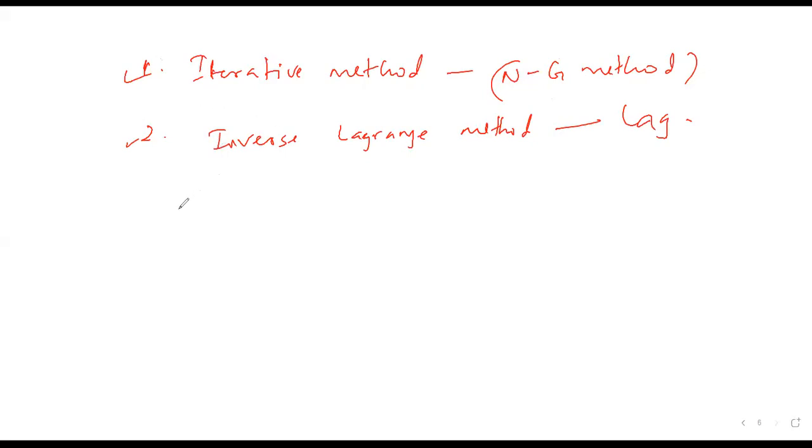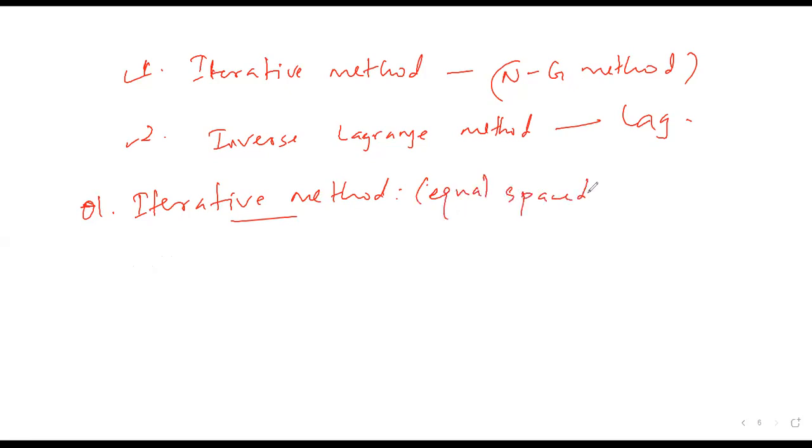I'll go through it quickly. First one, the iterative method. I will send these notes if I finish, but you can roughly write. I'm not going to give you the full notes for now; possibly we can find some time next week. When the values are equally spaced, this iterative method can be used.